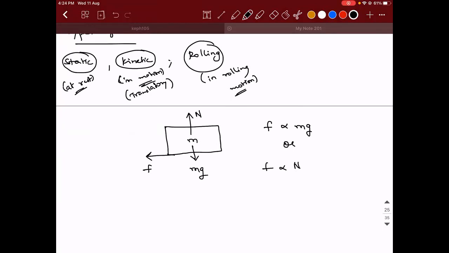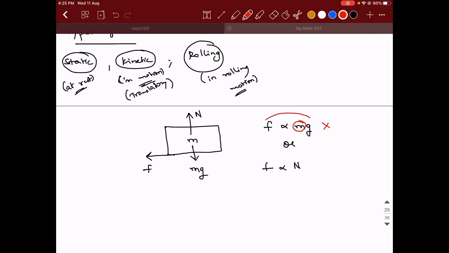Sir, it depends on weight. So you're saying friction is directly proportional to mg, right? But that is wrong, because weight or mass decides the inertia of the object. Especially mass decides the inertia of an object.